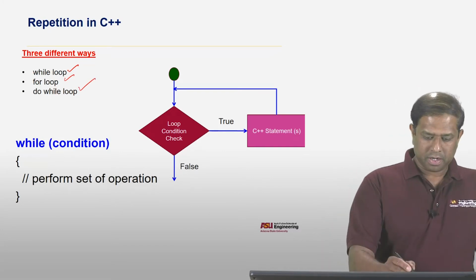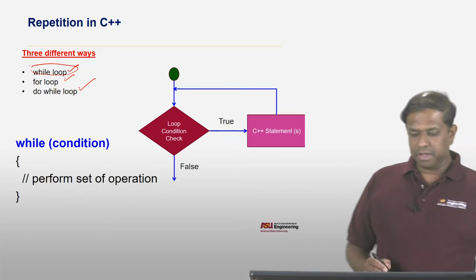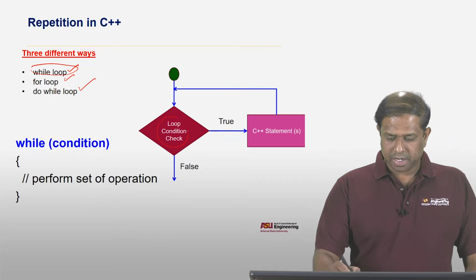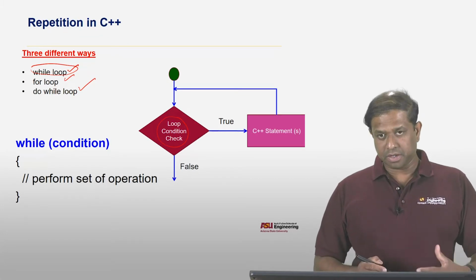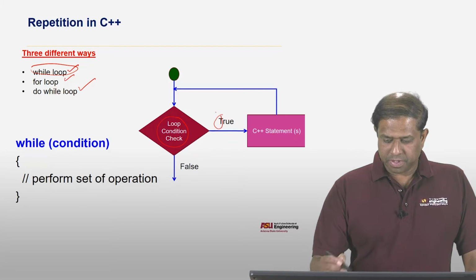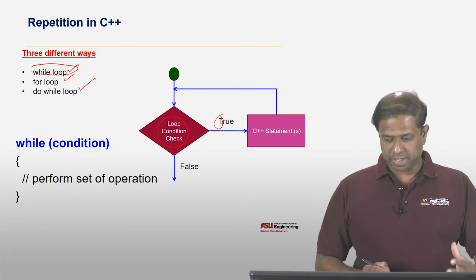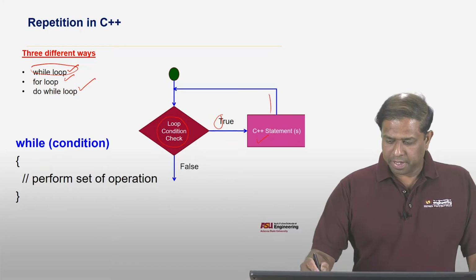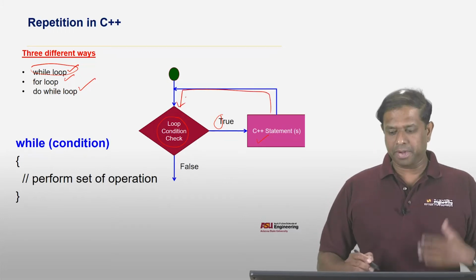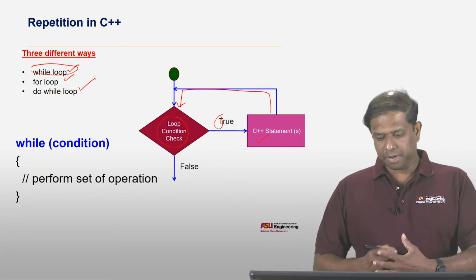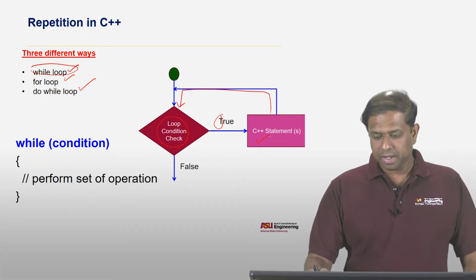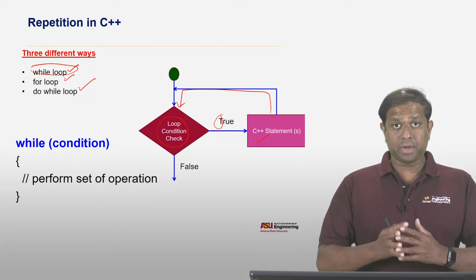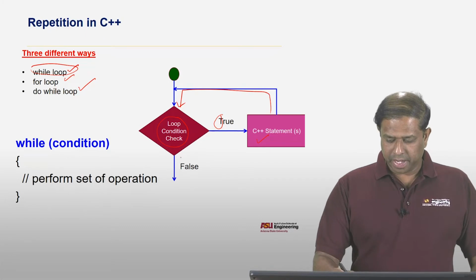First, we'll look at the while loop. Now in the while loop, the main idea is something like this. We have a condition check to determine whether we need to repeat certain things or not. If this condition check is true, that means that we need to repeat this set of statements. So we have C++ statements that will be executed. After doing that, we come back and check if we have to repeat one more time. If so, we go ahead and repeat it again and come back to the condition check. If the condition check gives false, that means that we are done with the repetition, so we exit from the loop.